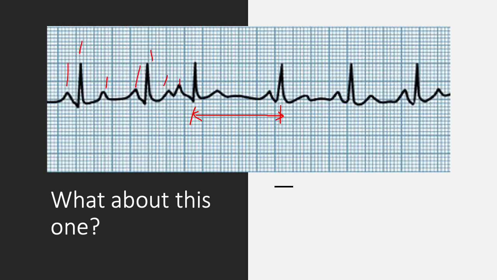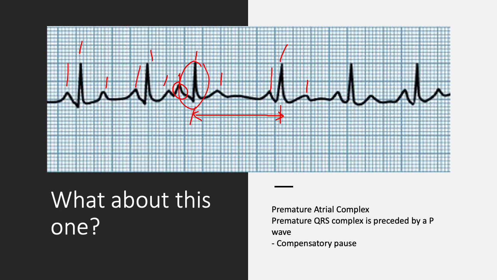PQRST, and then a premature P here with a QRS complex and T wave, and then a pause, and then PQRST. And so in this situation, I definitely have a premature P wave leading to a premature complex. So this is a PAC. So premature atrial complexes, you'll see that premature QRS complex that's preceded by a P wave, and then you'll have this compensatory pause immediately afterwards.